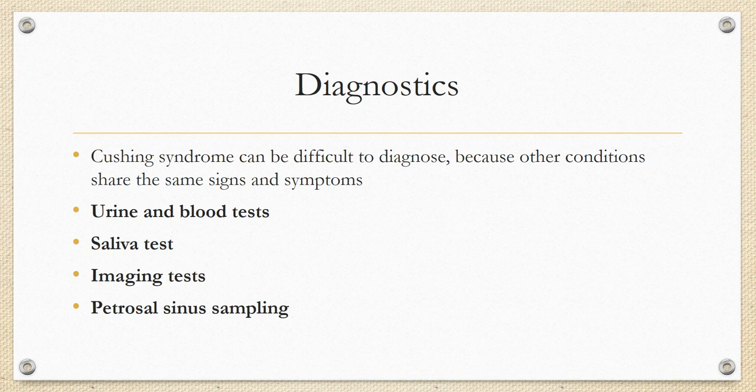Cushing syndrome can be difficult to diagnose because other conditions share the same signs and symptoms. They will possibly do a urine and blood test, saliva test, imaging test, and petrosal sinus sampling. And I think there's a picture of it a couple slides from now. But the petrosal sinus sampling is basically they'll go up your nose and test the blood from the sinus area because it'll actually show increased levels of cortisol.